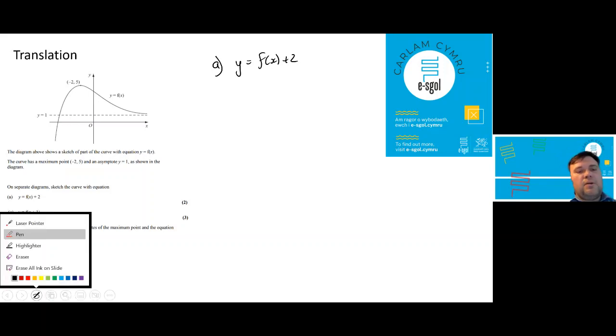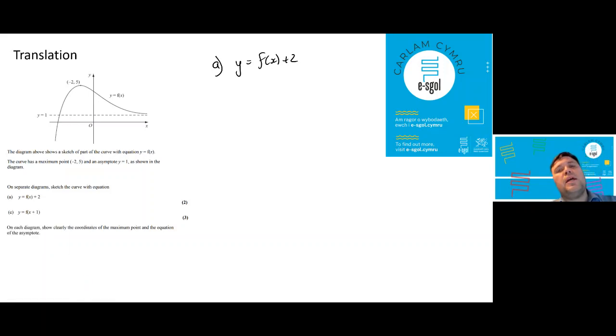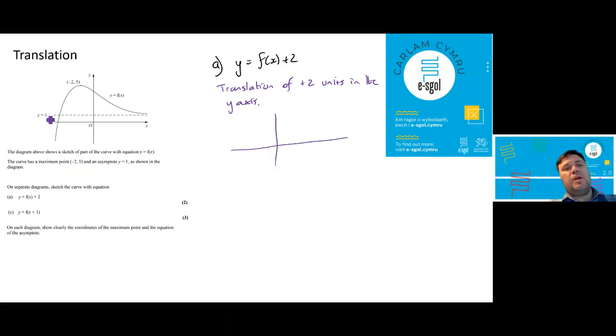Notice the number is outside of the bracket. So if the number is outside of the bracket, that is what we call a translation of 2 units, or plus 2 units, in the y-axis. So what that means is the graph moves up 2 units in the y-axis. So when you draw your sketch, first thing is the asymptote, instead of being y equals 1, is going to be y equals 3. So you draw your dotted line, put y equals 3.